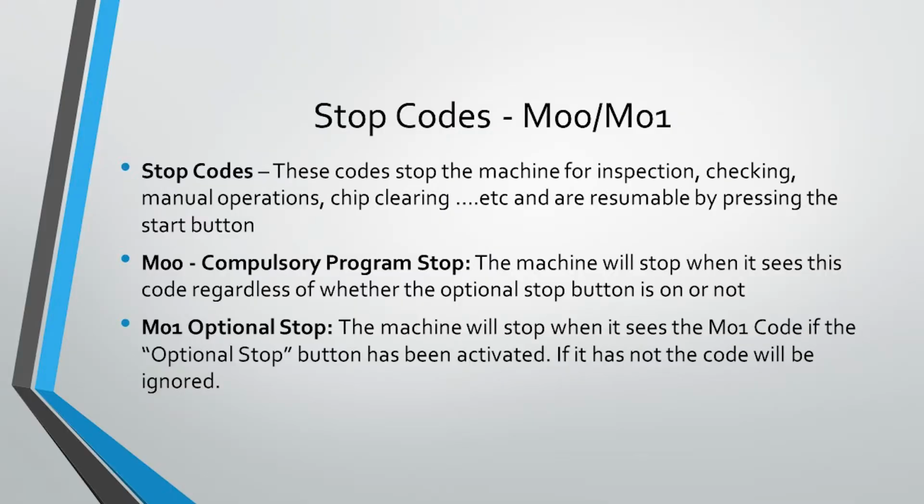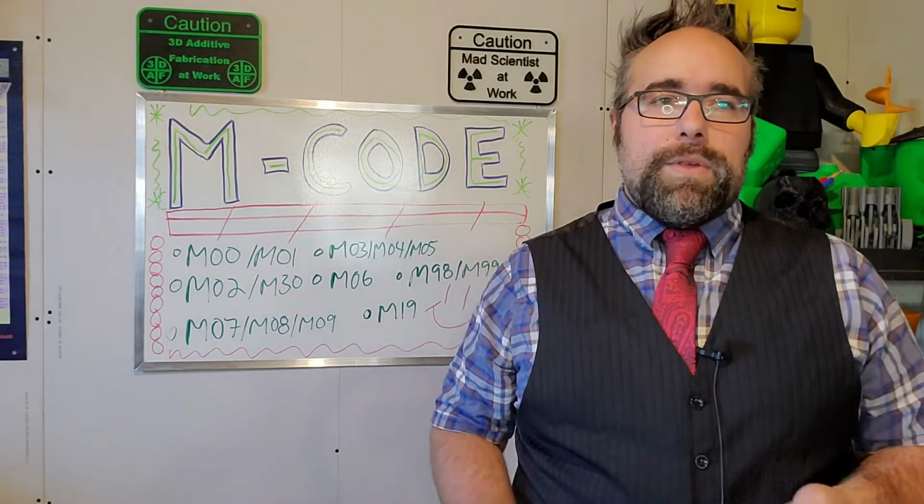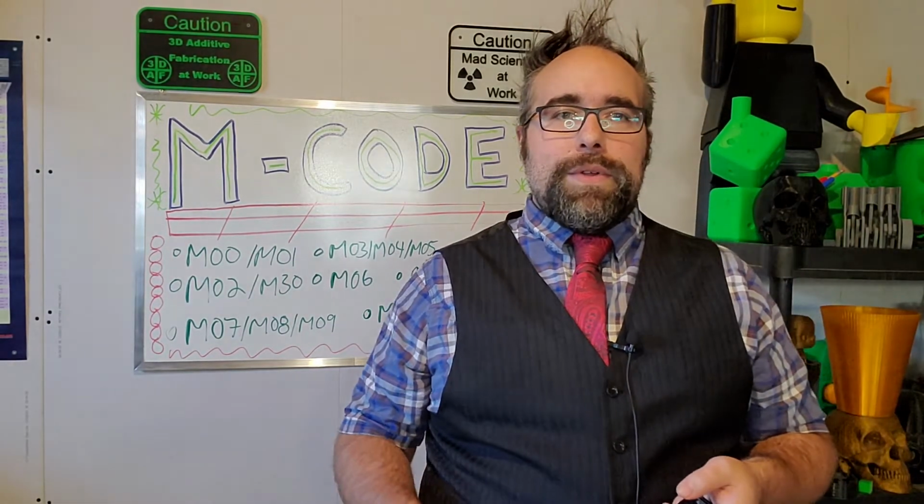We're going to start off today by looking at stop codes. These codes stop the machine for inspection, checking, manual operations, chip clearing, etc., and are resumable by pressing the start button. So first of all, we've got M00, which is a compulsory program stop.